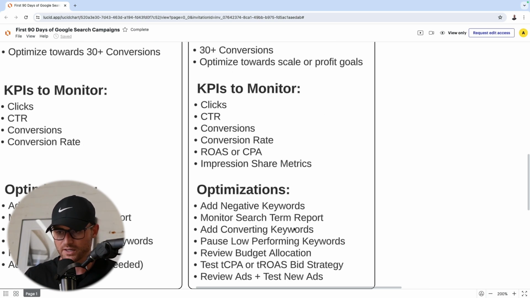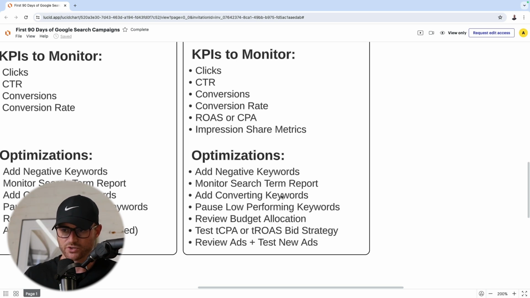Well, guess what? You're adding negative keywords. You're monitoring the search terms report. You're adding converting keywords, just like you did in month 2. You're pausing low performing keywords if you need to, just like you did in month 2. You're reviewing budget allocation, just like you did in month 2.